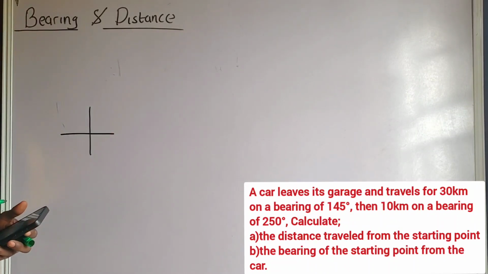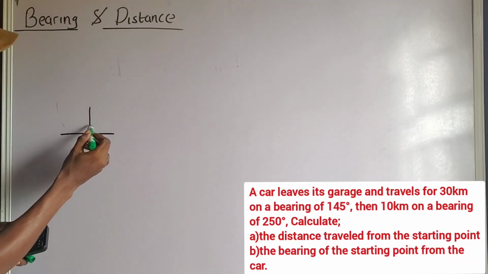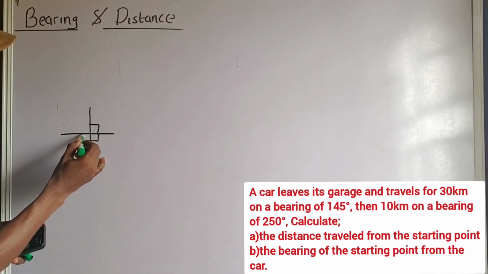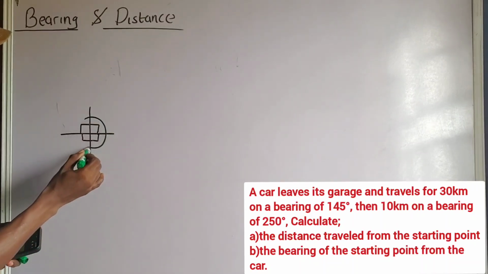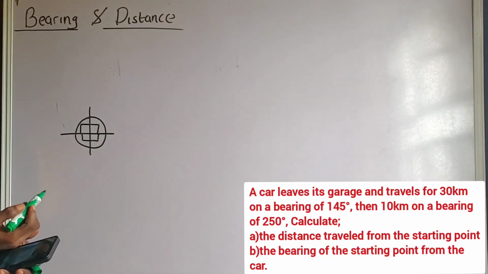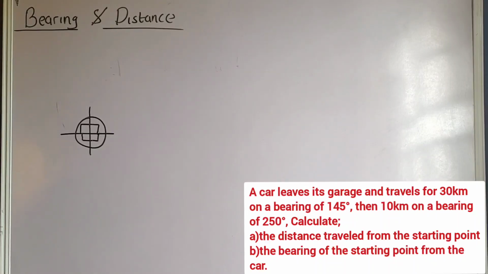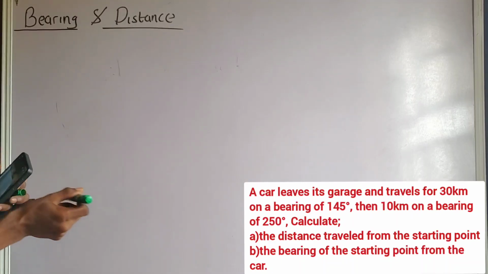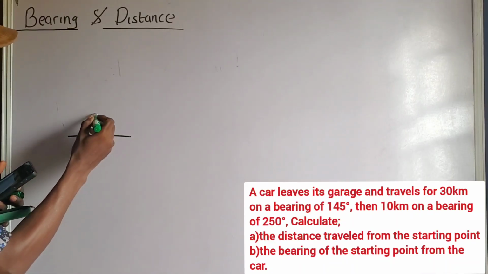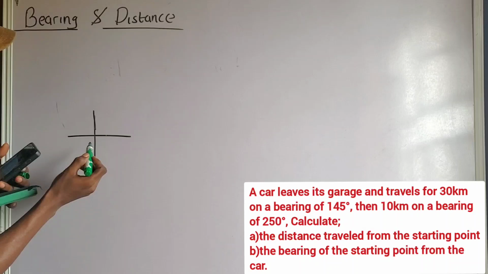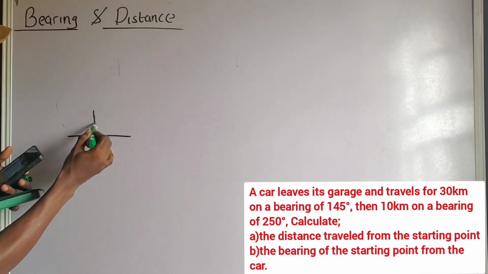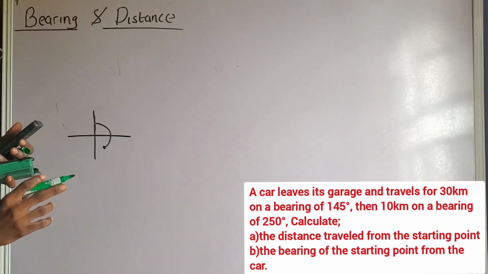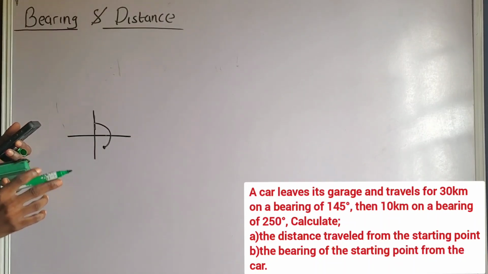This is the cardinal point, and I told you in the previous class that from this point to this point is 90 degrees. This one also is 90 degrees. This is also 90 degrees. This is also 90 degrees. So all the total angle on this cardinal point is what? 360 degrees. Do you understand? Okay, now we are going to draw the cardinal point and you are going to measure 145 degrees. So draw the cardinal point. 145 degrees will be around this side. Do you understand? Okay, so it leaves its garage and travels for 30 kilometers on a bearing of 145 degrees.